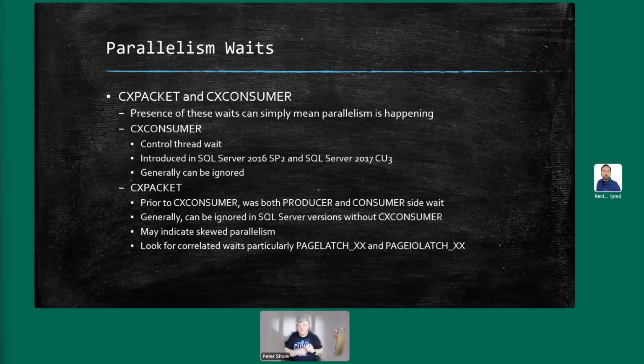In today's world, if you're on the current versions of SQL Server, you may be looking at skewed parallelism. So the parallelism is not necessarily happening the way you want it to. But even then, regardless of the version of SQL Server, if you're getting a lot of CX packet correlated with a lot of page latch and page IO latch, it's likely that you have an actual problem and something you need to deal with.